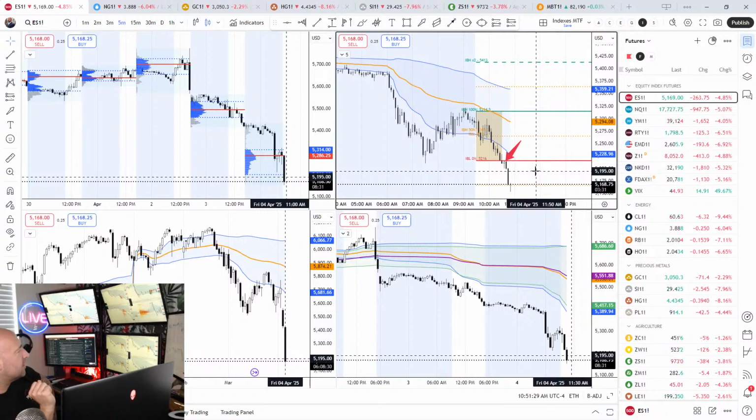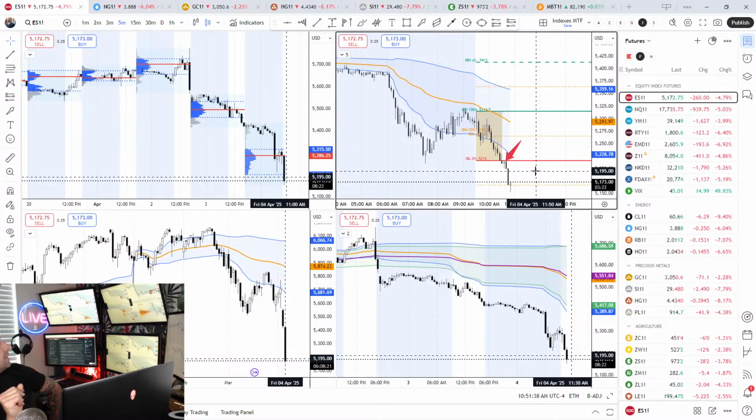So currently the Russell's off limits, the Nasdaq's off limits. About 7.5% test the $91 to $96 support zone. ES is off limits. I mean, a lot of these markets should not be being traded right now.